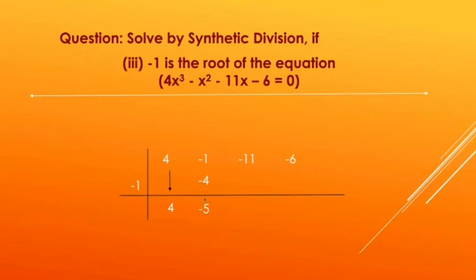Now minus 5 will be multiplied with minus 1. We will get 5 and we will write it here. Minus 11 plus 5 is minus 6. Minus 6 multiplied by minus 1 is 6. After adding these two, we get 0. So 0 is the remainder.